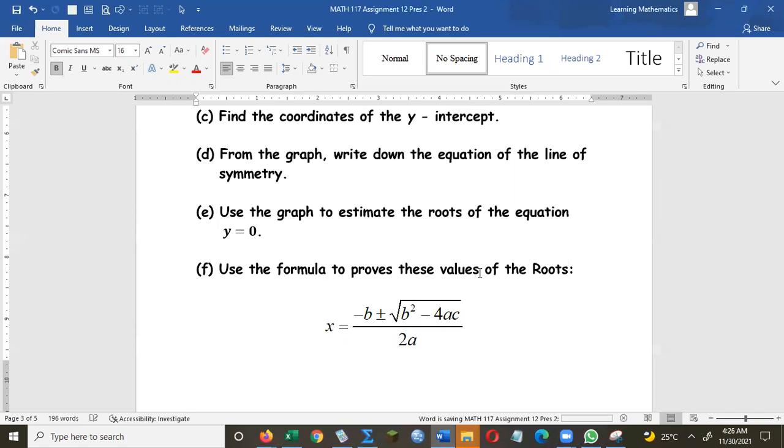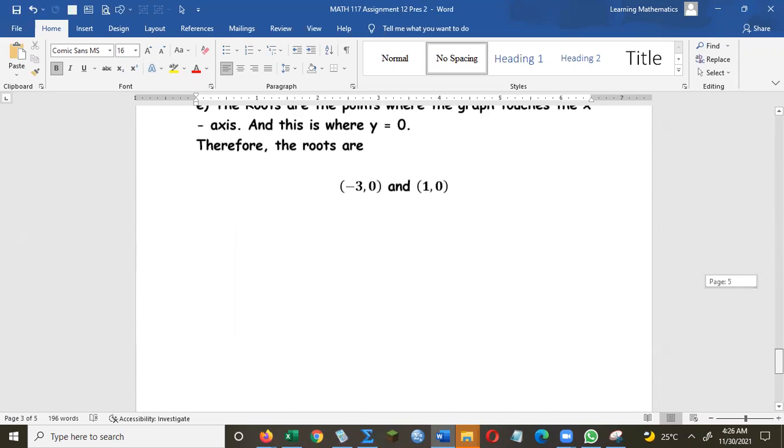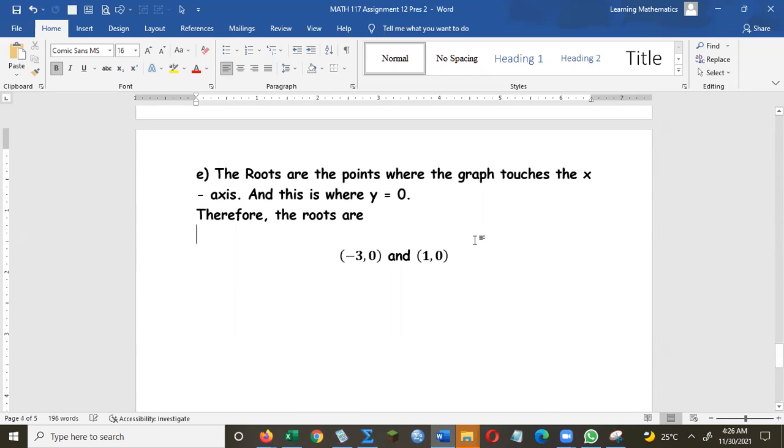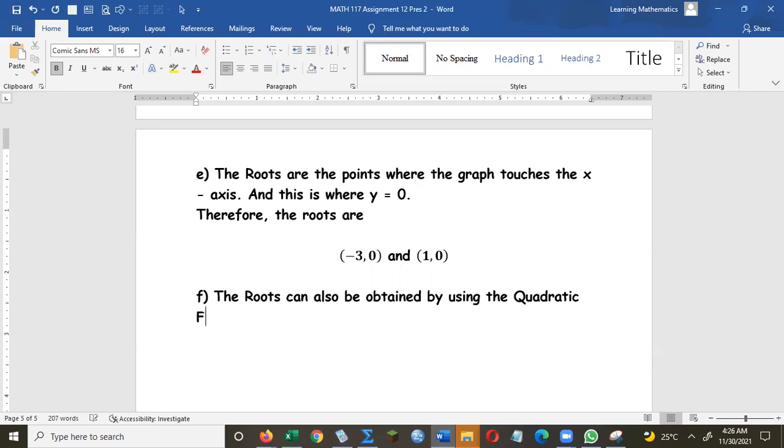So that's another way to find the roots. Remember, y is equal to 0. So we can solve for x using the quadratic formula. So for part F, the roots can also be obtained by using the quadratic formula. Right? And here's the quadratic formula. There it is.